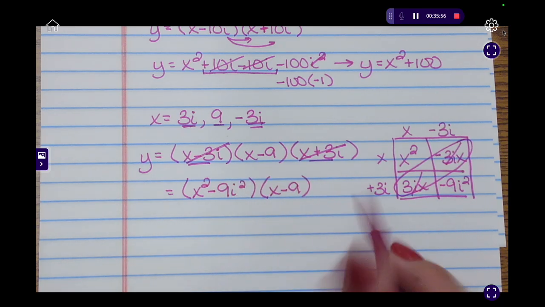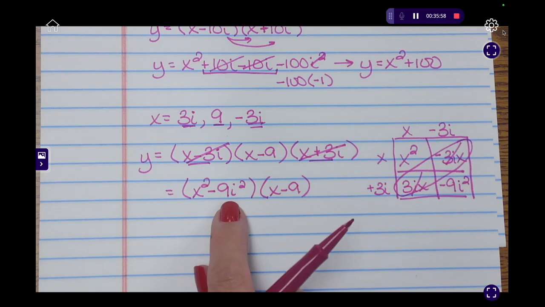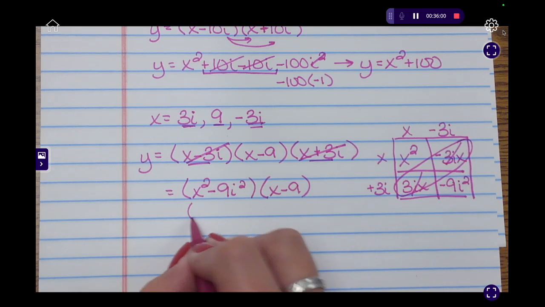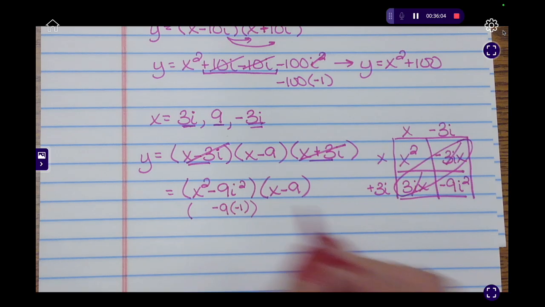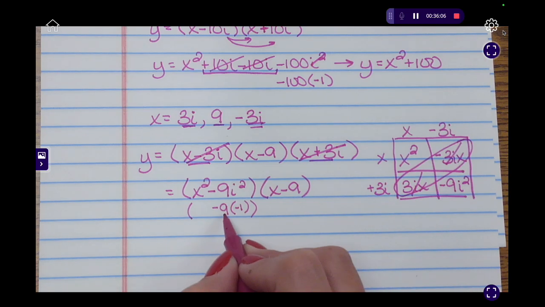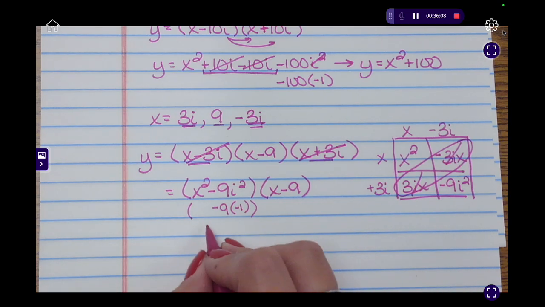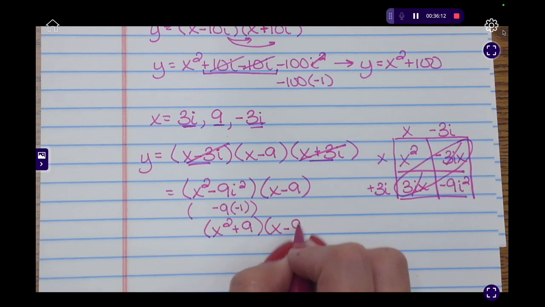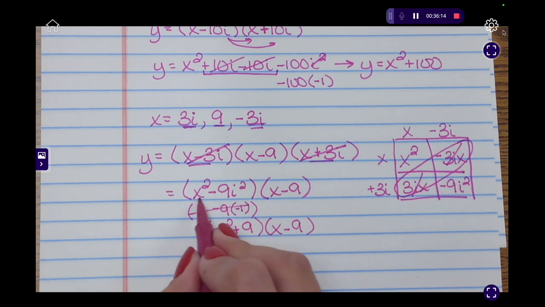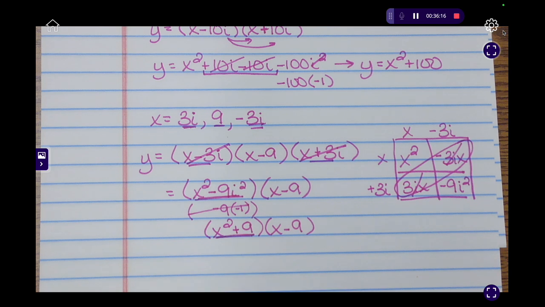Now, looking at this, remember, I can simplify this. So if this is i squared, this is really a negative 9 times negative 1. So what's negative 9 times negative 1? So that would be a plus 9. So make sure we simplify this one all the way down. So the i squared turns into a negative 1. So this is really x squared plus 9.